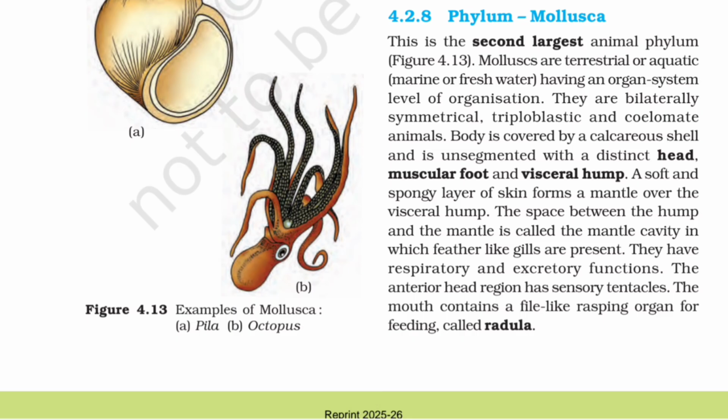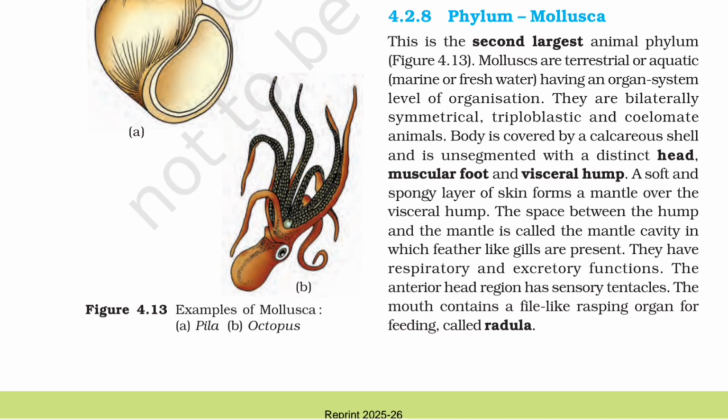4.2.8 Phylum Mollusca. This is the second largest animal phylum, figure 4.13. Mollusks are terrestrial or aquatic, marine or freshwater, having an organ system level of organization. They are bilaterally symmetrical, triploblastic and coelomate animals. Body is covered by a calcareous shell and is unsegmented with a distinct head, muscular foot and visceral hump. A soft and spongy layer of skin forms a mantle over the visceral hump. The space between the hump and the mantle is called the mantle cavity, in which feather-like gills are present. They have respiratory and excretory functions.